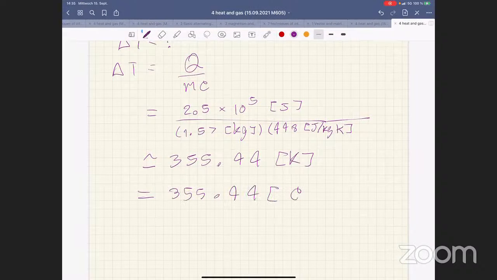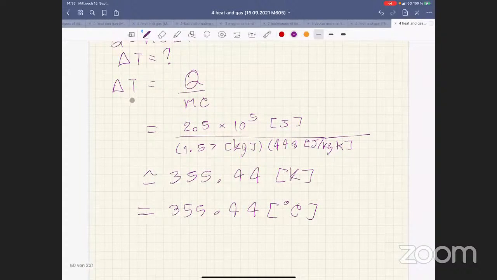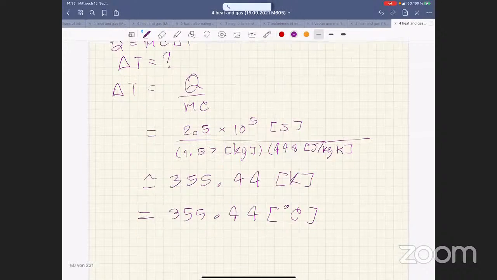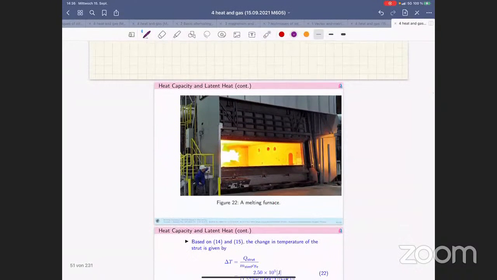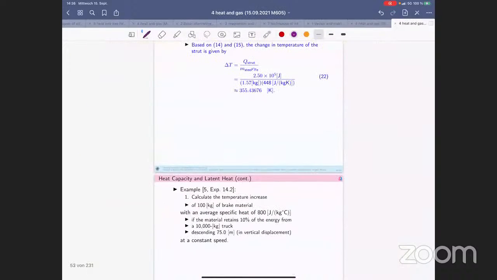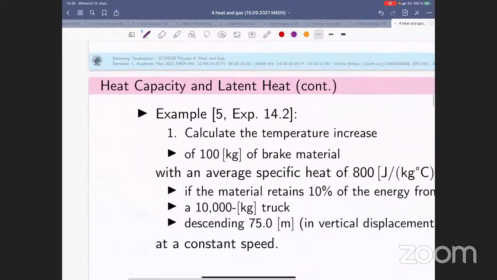Or you can say it's equal to 355.44 degrees Celsius. Please note that it's the difference of the temperature, or temperature change. So we don't have to convert by adding 273.15, because this is the difference of a quantity, so it doesn't matter which scale. Okay, we go to the next problem. This is the melting furnace, the same value, 355.44. We arrive at this problem.